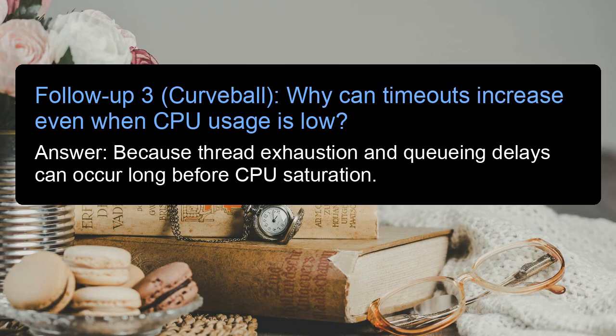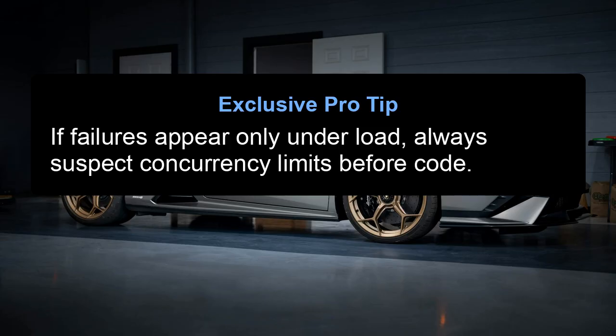Follow-up 3. Curveball. Why can timeouts increase even when CPU usage is low? Answer: because thread exhaustion and queuing delays can occur long before CPU saturation. Exclusive pro tip. If failures appear only under load, always suspect concurrency limits before code.